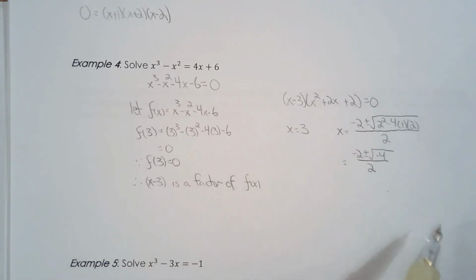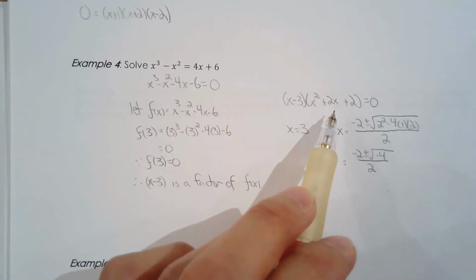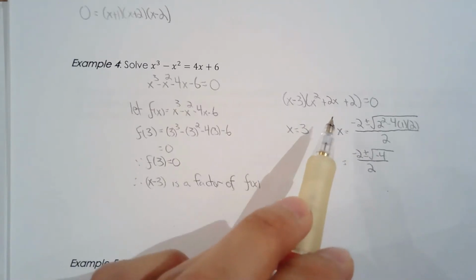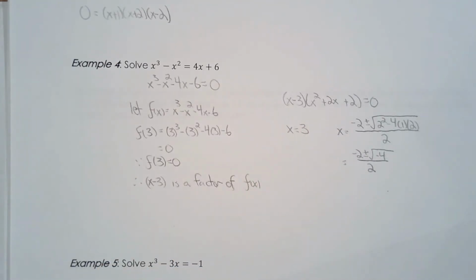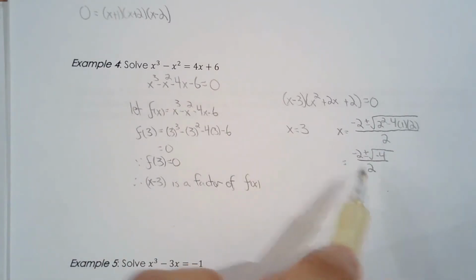You can't just assume that once you see a quadratic factor that's not factorable, that's going to give me complex roots right away. Okay, so show me the work. Okay, now I see this. Beautiful. So there's only one real root, one real solution to example 4, which is 3.